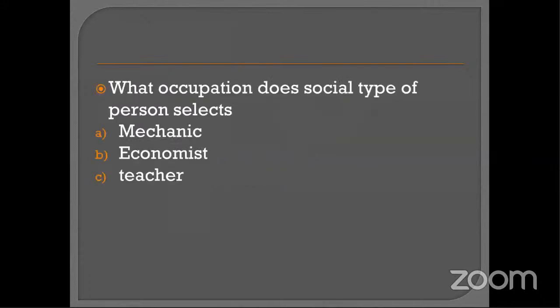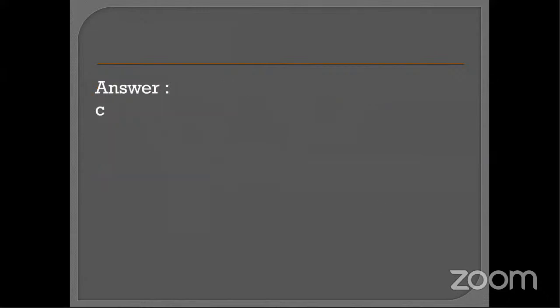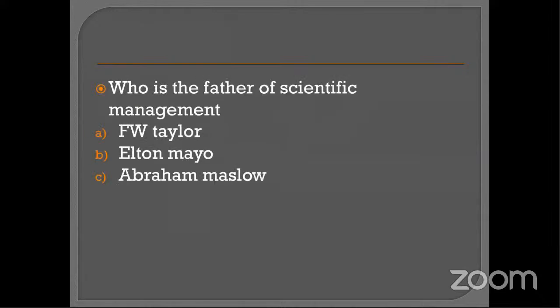A person's behavior depends on his inherent qualities according to psychoanalytical theory, trait theory, self-concept theory. Trait theory. What occupation does the social type of person select? Mechanic, economist, teacher. Social, teacher. Teacher, madam. Okay.